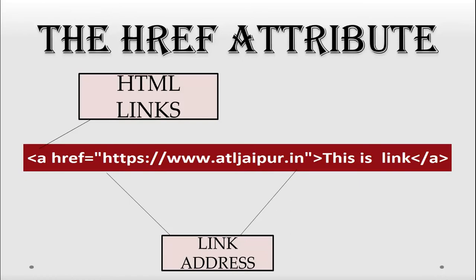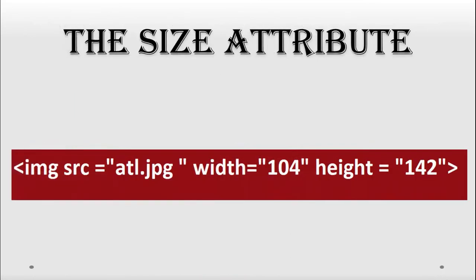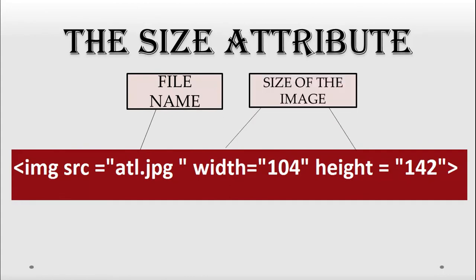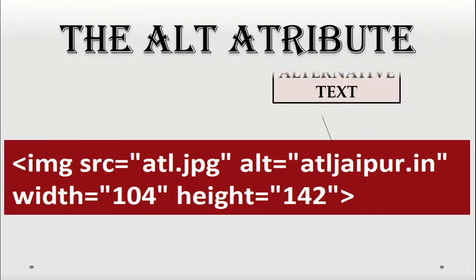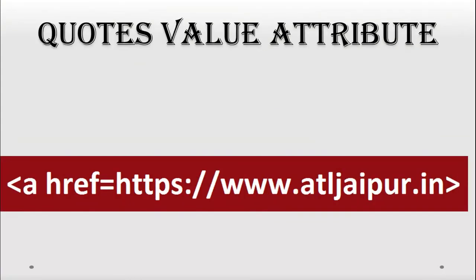Now, the size attribute. All images are defined with the img tag. The file name of the source and the size of the image, width and height, are all provided as attributes. Now, the alt attribute. The alt attribute specifies an alternative text to be used when an image cannot be displayed. Quotes on attribute values: the HTML5 standard does not require quotes around attribute values.